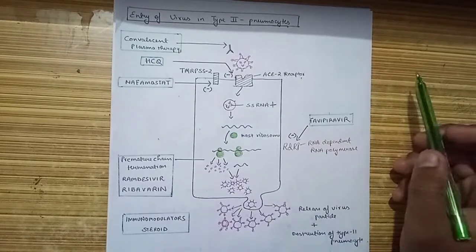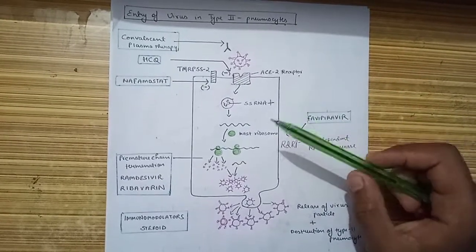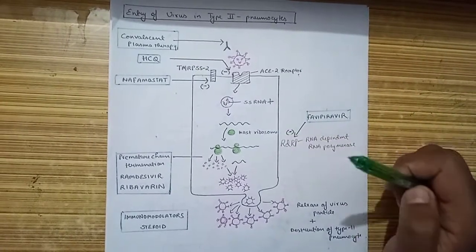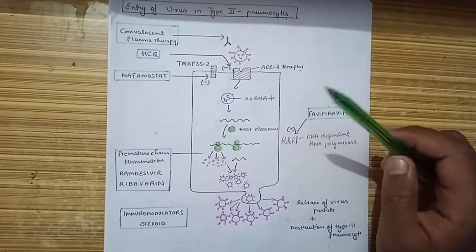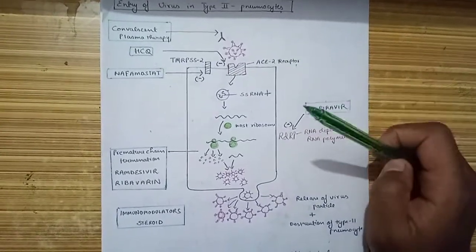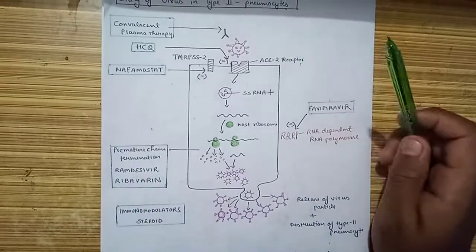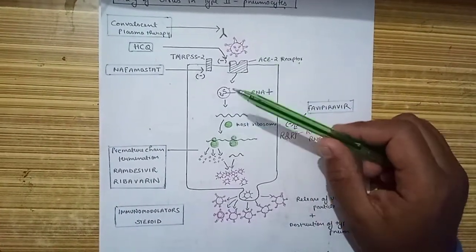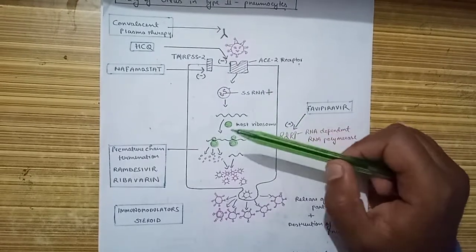Hello everyone. So in this video we will study the drugs that are used in COVID-19, plus the targets of these drugs, and in a bit more detail the pathology of how this coronavirus infects our lung. We already studied that this coronavirus infects the type 2 pneumocytes that are present in our alveolar lining.